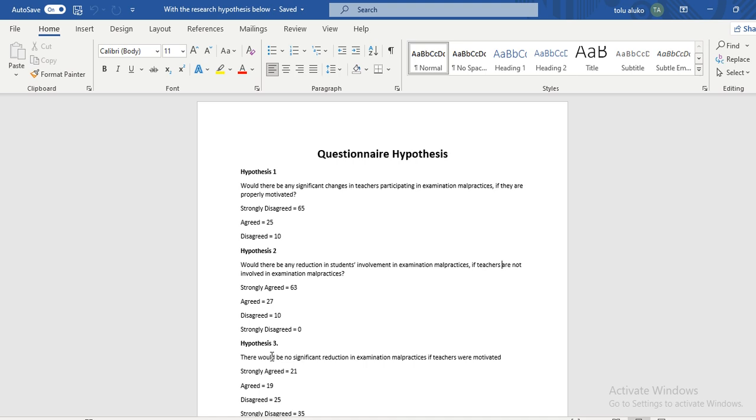Hypothesis 3. Now, remember, we are looking towards two variables, but we now have hypothesis 3 in here. There will be no significant reduction in examination malpractice if teachers were motivated. Now, we now have 3 things. Here we have strongly agreed, which is 21, agreed 19, disagreed 25, and strongly disagreed.